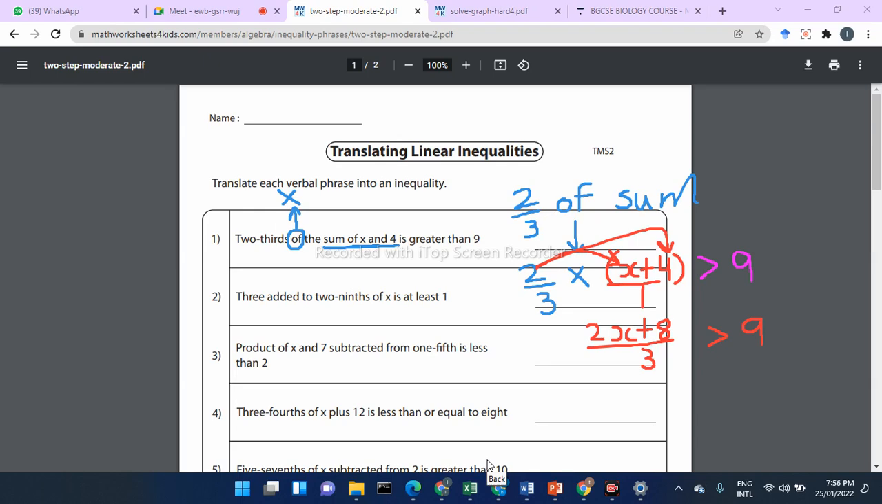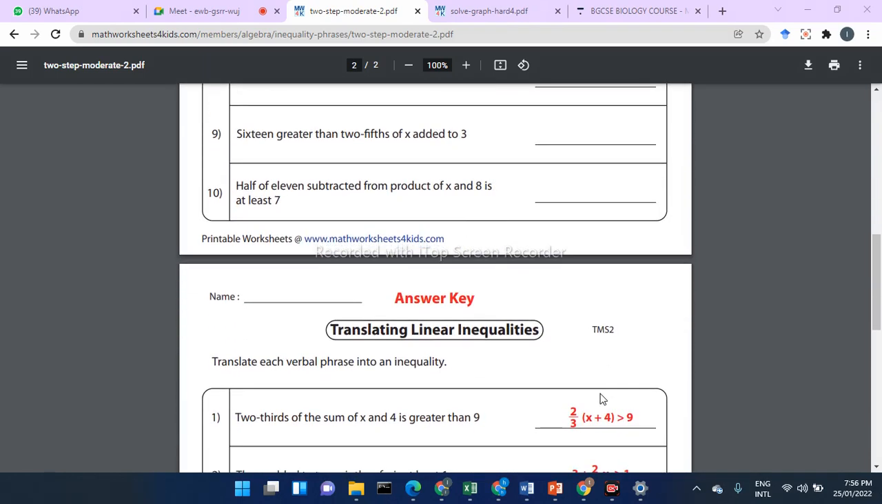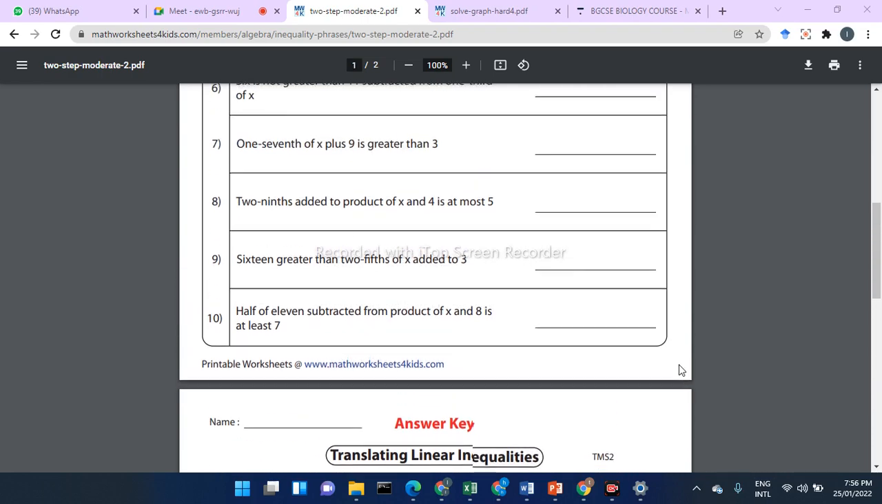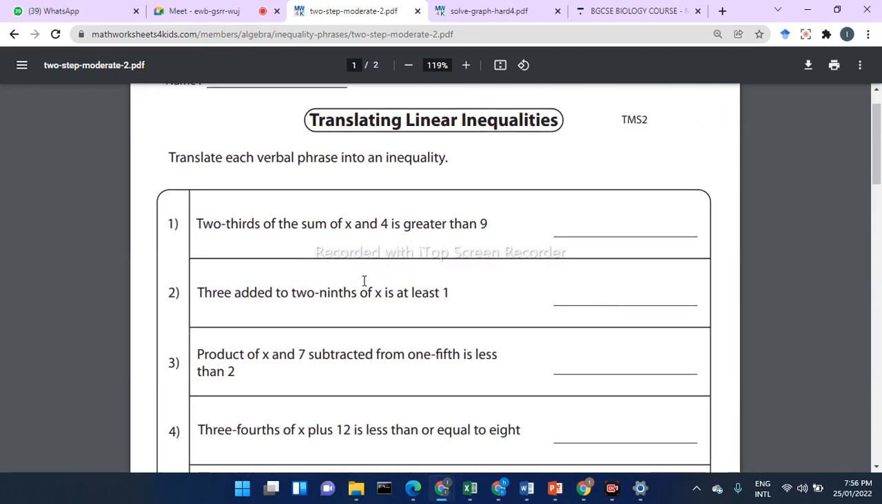Okay. I want to check our answer though. Yeah, we're on point. 2/3 of the sum is greater than 9. Good. For us, we just multiplied it out. Very good. Okay, good. So that was straightforward. Let's do the other one.